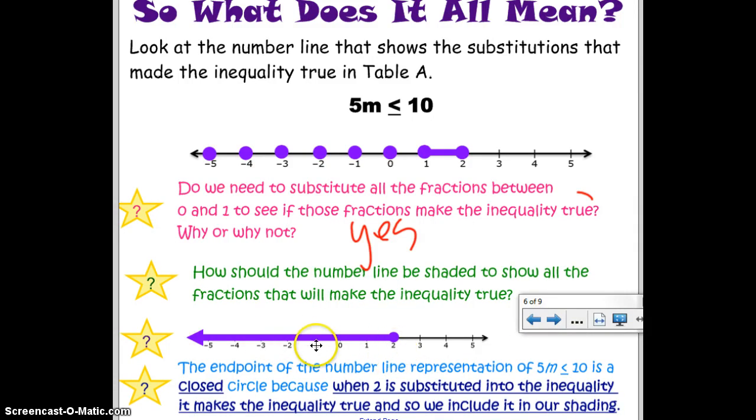We could then make our shading of our answer all the numbers from a positive 2 and anything to the left. We're going to use a closed circle because we can include the number 2. We decided that we use 2 because that's the value that makes it true. You actually have these notes on your true or not true worksheet that you can fill in. Please feel free to pause if you need more time.